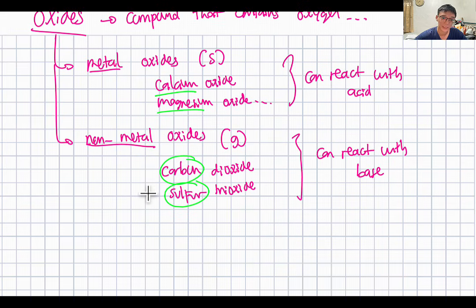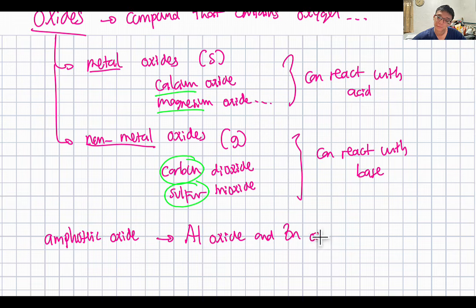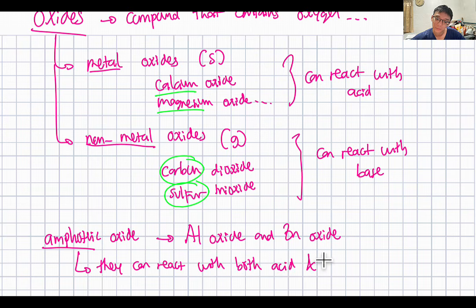However, we do have a special oxide. It's called amphoteric oxide, which we have two actually. So aluminum oxide and zinc oxide. Being amphoteric means that they can react with both acid and base. So they're kind of versatile and flexible, can react with any of these. Okay, so these are oxides, and I hope you also know how to write the state of matter for these compounds.